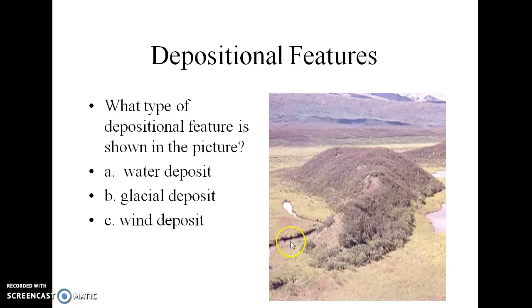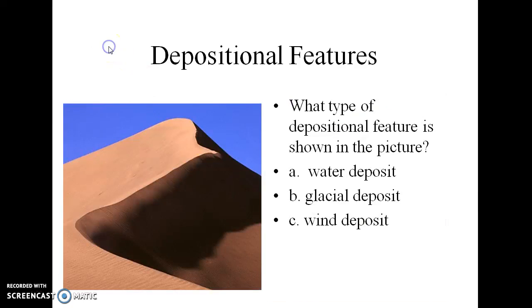Okay? Think of this. The glacier just scours up and piles up dirt, rock, dirt, and all this, and then it melts. And all it does is leave it all behind here in one big pile. Okay? So you can see that. So that's a glacial deposit.